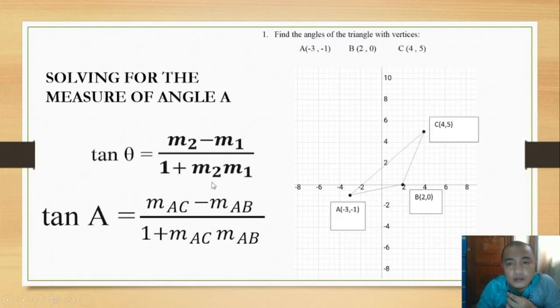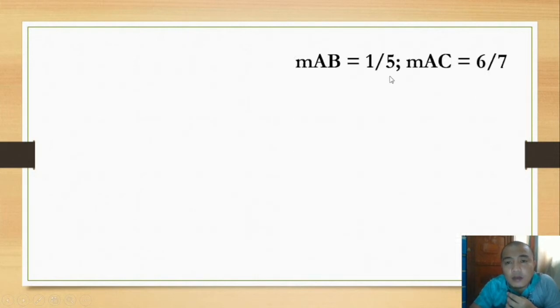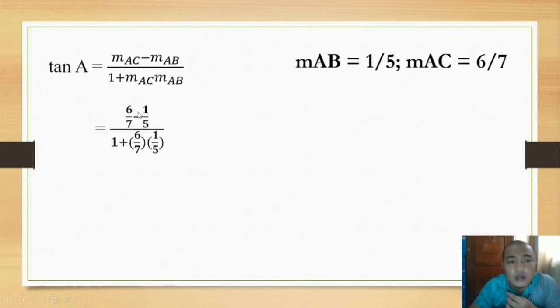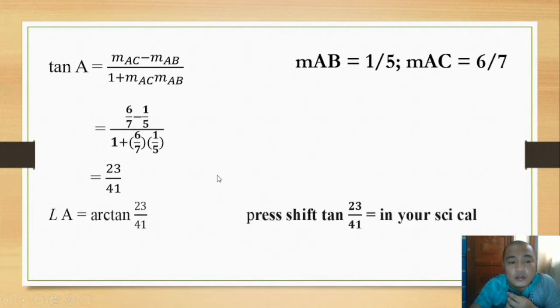Since the lines involved are AC and AB, we have the slope of AB 1/5, slope of AC 6 over 7. So substitute: 6 over 7 minus 1/5 all over 1 plus the product of 6 over 7 times 1/5. This is now the answer. Simplify. Yes, 23 over 35. Then 6 over 35 plus 1 is 41 over 35. So cancel the 35 in the denominator. So tangent A is equal to 23 over 41.